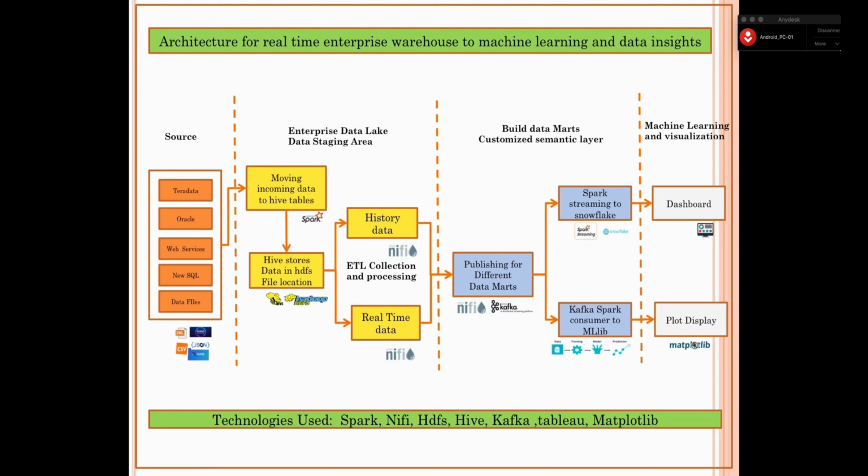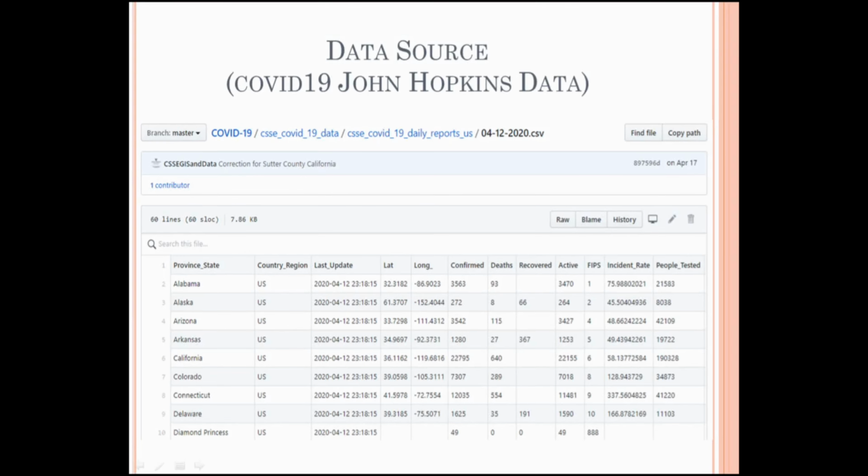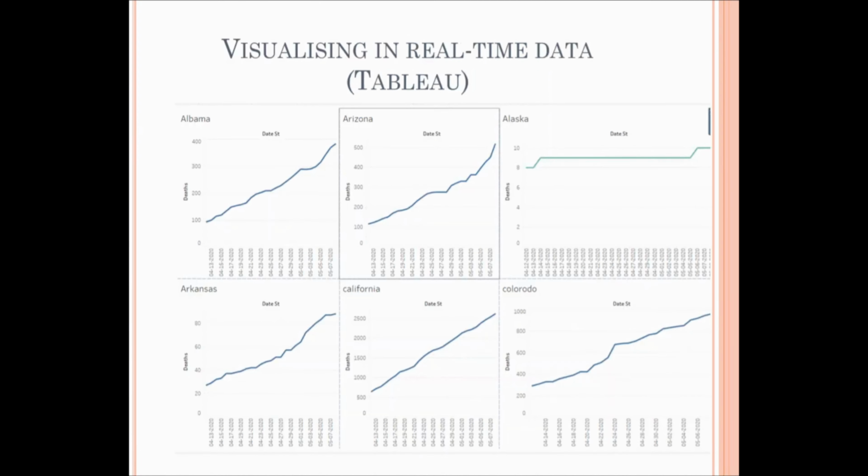We have created a Spark streaming application for a continuous data stream from Kafka to Snowflake. In the fourth stage, data is visualized using Tableau and Matplotlib. Let me tell you, I am going to use a web source for this whole demo. We see here the data source of COVID-19 Johns Hopkins.